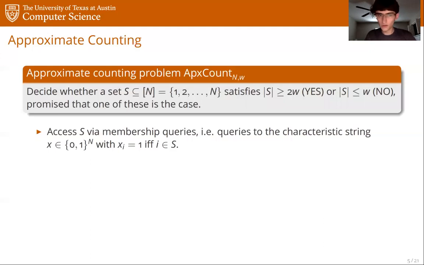In the query model, the way we access S is via membership queries. This is the simplest way you can imagine formulating approximate counting as a query problem. Another way of saying it is that you get to make queries to the characteristic string of S, which just tells you whether the ith element is in S. These n and w parameters are going to float around throughout this talk, so it'll be good to keep in mind what these are.